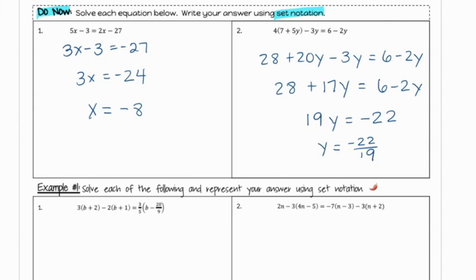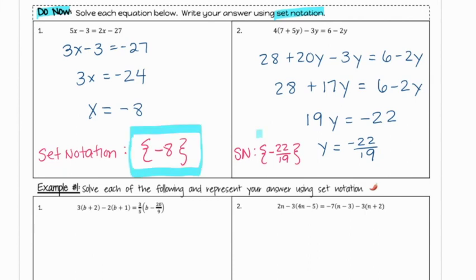So when they asked me to write my answer using set notation, it is always written with curly brace. So you'll put the curly brace and only the number that you got for x. So in this case, -8. For number 2, my set notation, in curly brace, -22/19. So now that that is my answer, I'm just going to box them up.